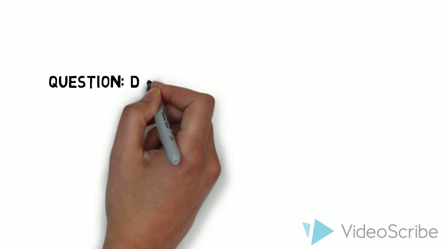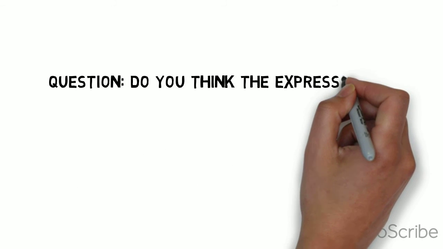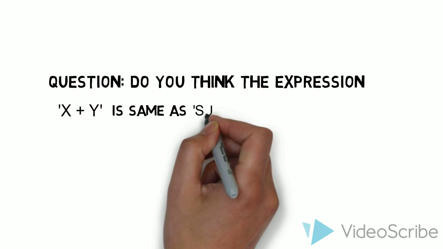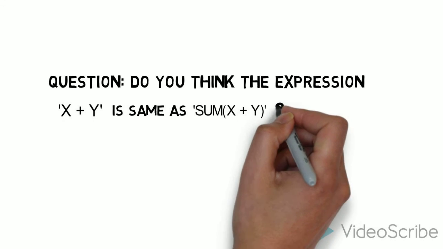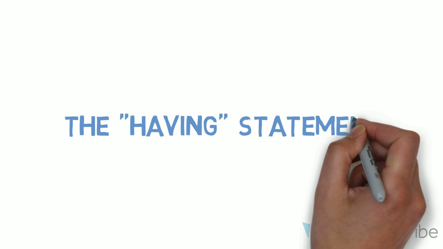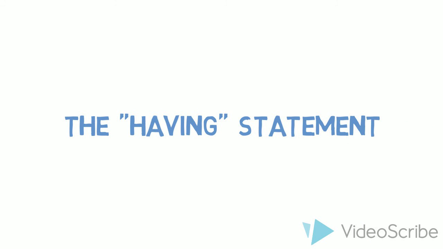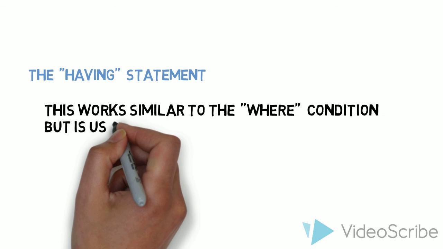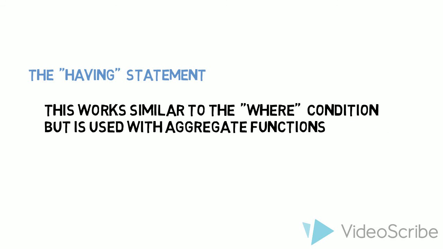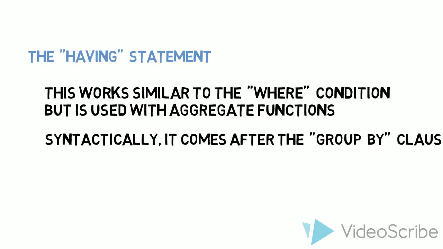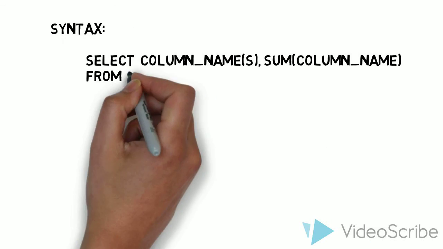Now a quick question for you guys. Do you think the expression x plus y is same as sum of x plus y? If in our select statement, we have columns like x, y and x plus y, do you need a group by for that? Now we already know that aggregate functions don't work within where condition, but we can still filter them using our next statement, the having statement. Having works similar to the where condition, but it is used with aggregate functions. Syntactically, it comes after group by clause.